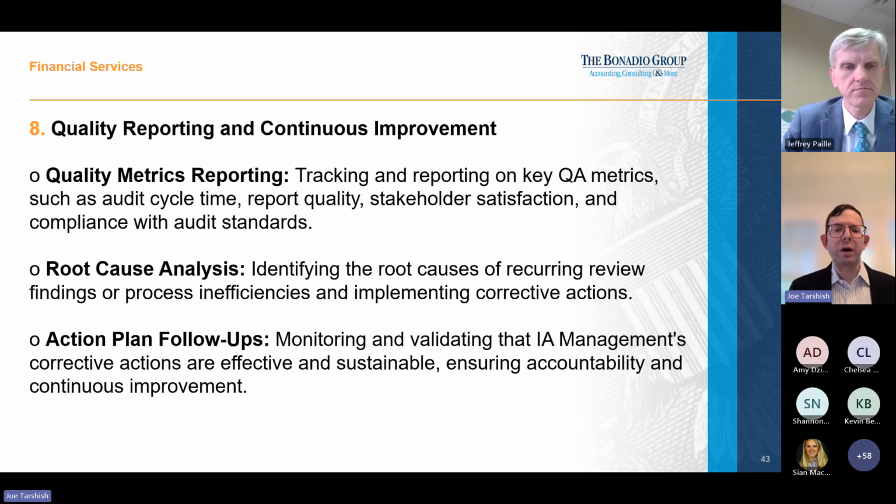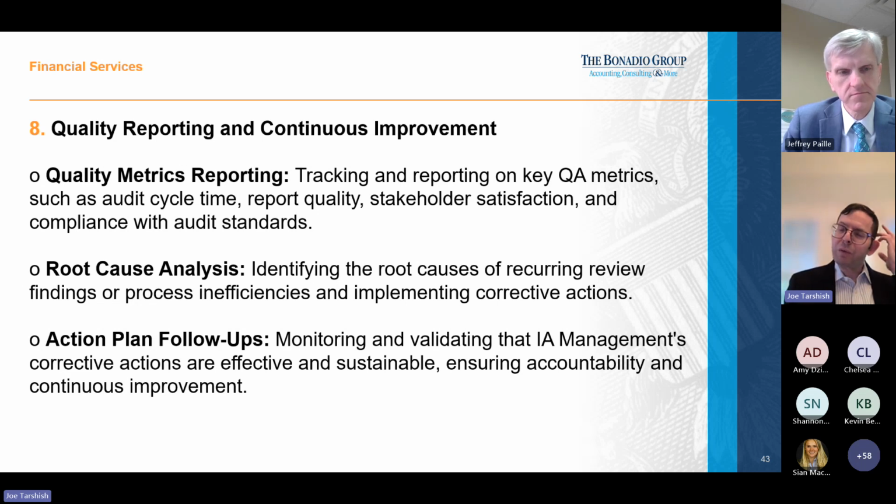Root cause analysis. If you have recurring review findings or process inefficiencies, looking at, well, if I'm seeing a theme or a trend, what's the root cause here and how can I address that? So it's not just audit by audit, but it's looking at the audit results as a whole. And action plan follow-up. So coming out of any audit, if you have findings, then you'd have action plans to address those findings. Monitoring and validating that management's corrective actions are effective and sustainable, ensuring accountability and continuous improvement.